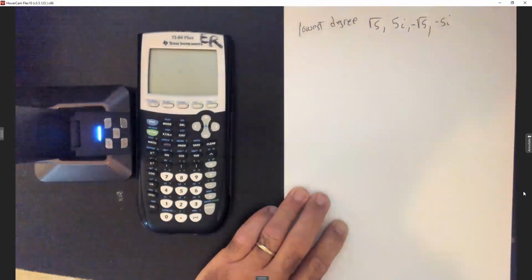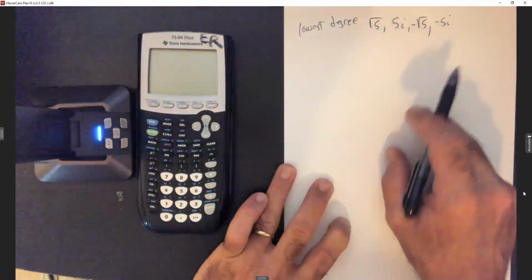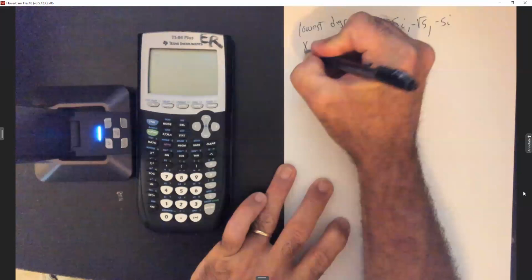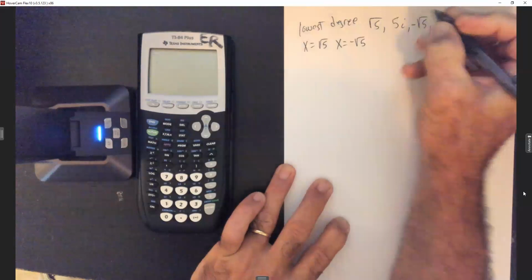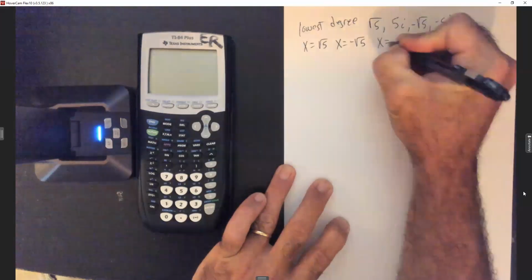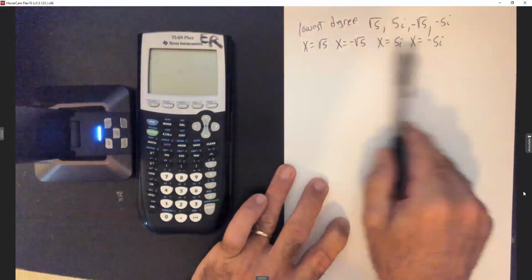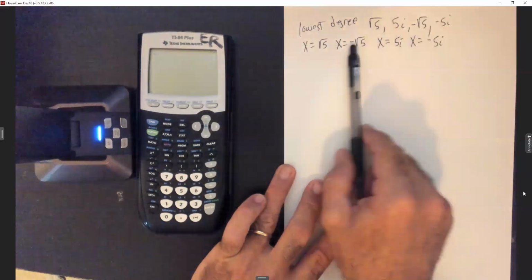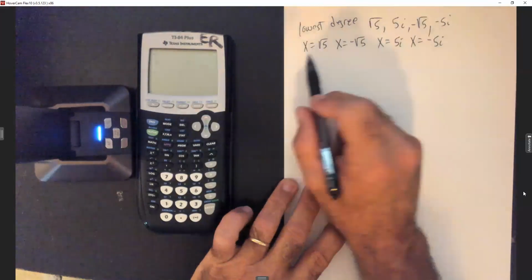So this is one of those where we're going to set everybody equal to 0 and then start FOILing. So x equals a square root of 5, x equals a negative square root of 5, x equals a 5i, x equals a negative 5i. I'm just matching them together, the i's together and the radicals. Subtract and add to get everything equal to 0. So subtract square root of 5.